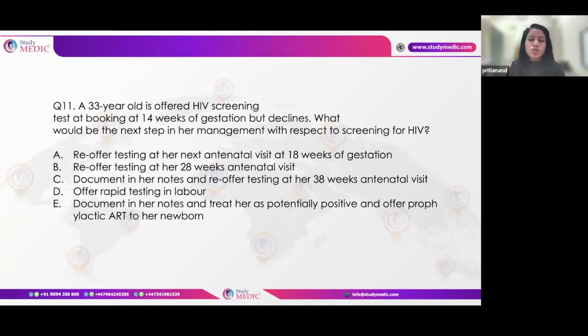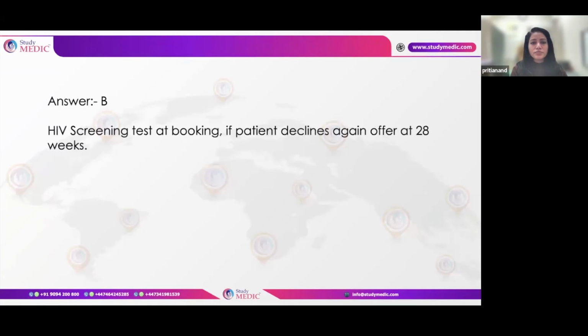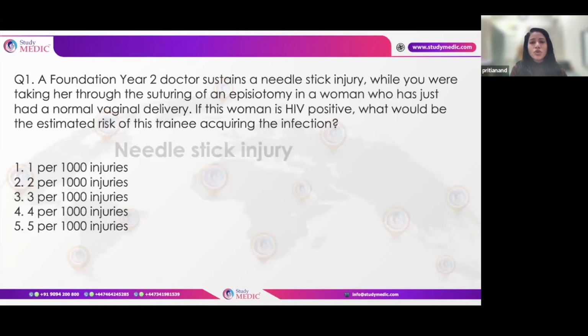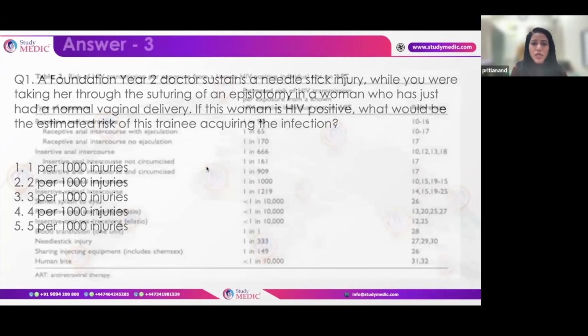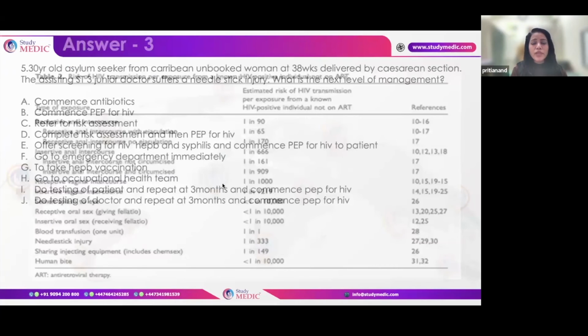There are few questions which are important for your exam. For example, they often ask that if the patient has come for an antenatal visit and she declines HIV screening, we respect her wishes, but again, we will offer her the same test at 28 weeks. They also ask what is the risk of HIV transmission if a patient has a needle prick injury from somebody who is either at high risk of carrying HIV or who has tested HIV positive. In this case, the risk is 3 per 1,000. Again, a very important SBA for the exam.